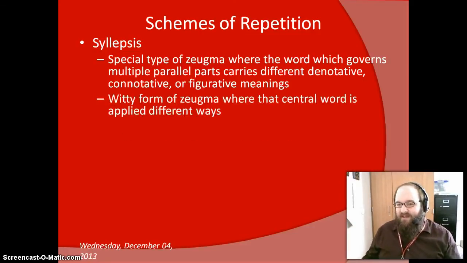It's a particularly witty form of Zeugma, whereas Zeugma is really just kind of a syntactic construction that we all use. Anytime that you've created a sentence with a compound direct object, but one central verb, you're using Zeugma, as long as the objects are grammatically correct and parallel. Solepsis is a sort of witty form of Zeugma. It's a real stylistic device because that word is kind of used cleverly because it's applied in different ways.